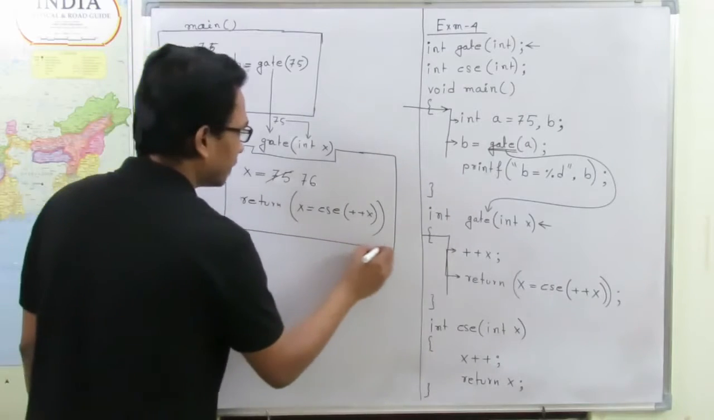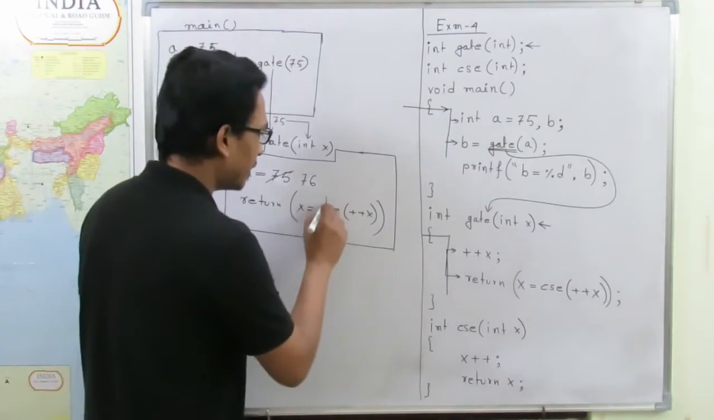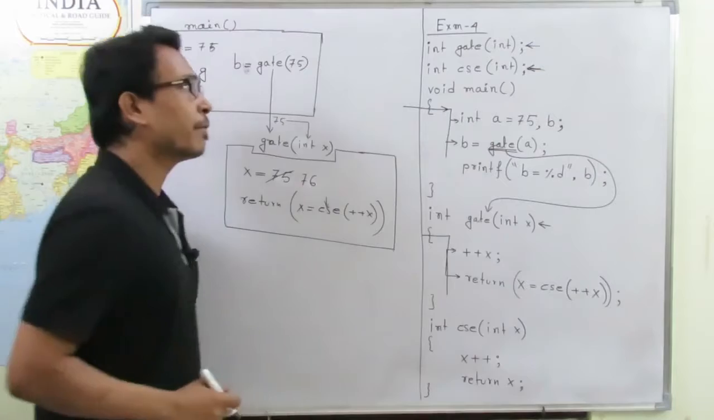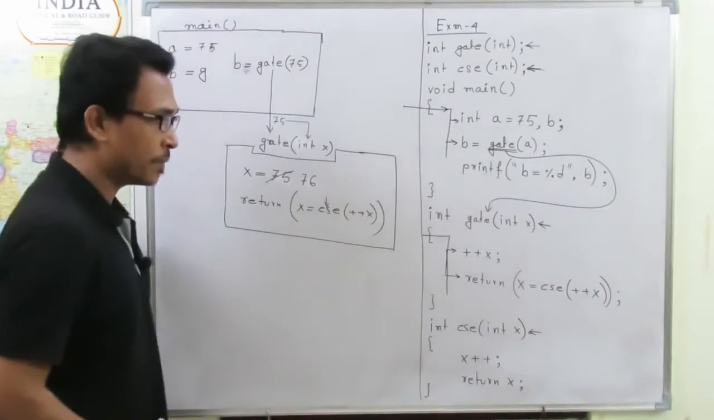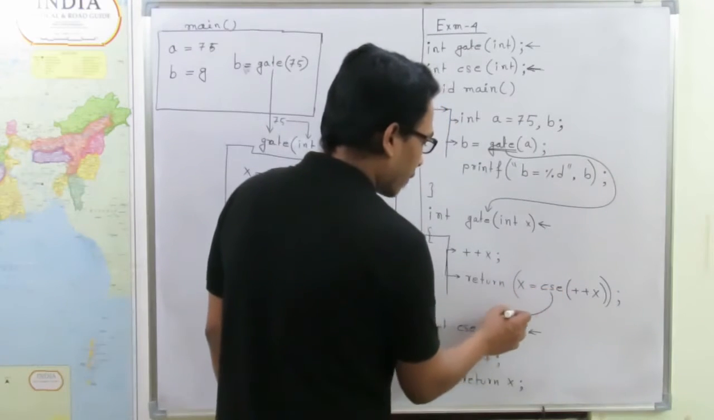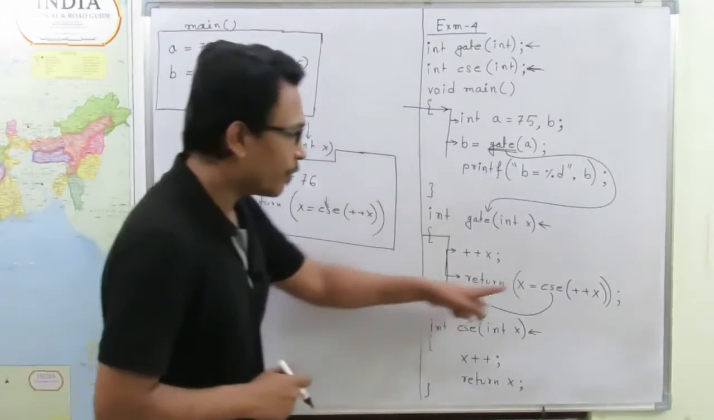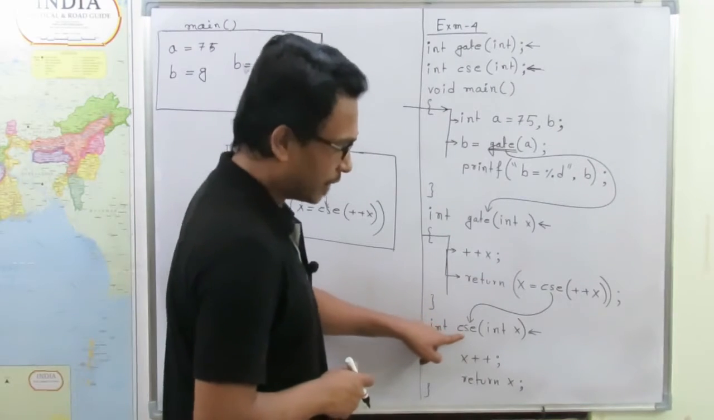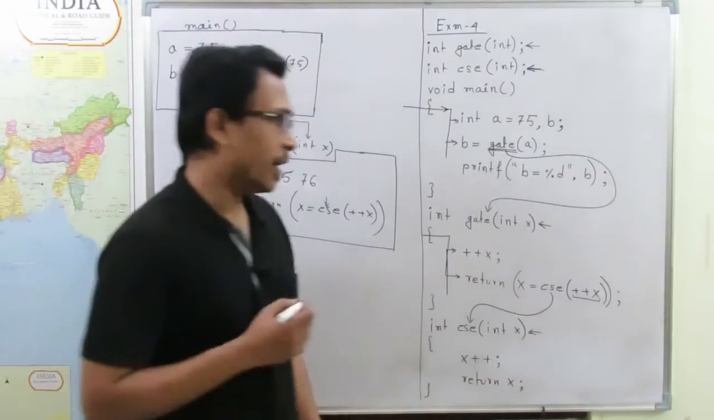Now look at here, one more function call is there. This CSE is our second user defined function in the given program, and here is the definition of the CSE function. That means from this particular point the control of program execution comes to this function definition, but before coming to the CSE function definition, the system needs to evaluate this particular expression given in the argument.